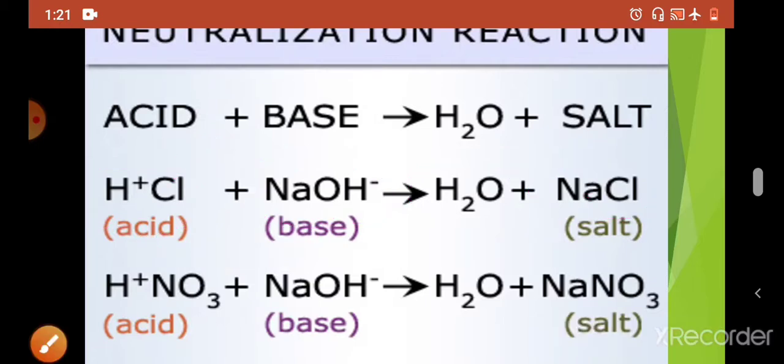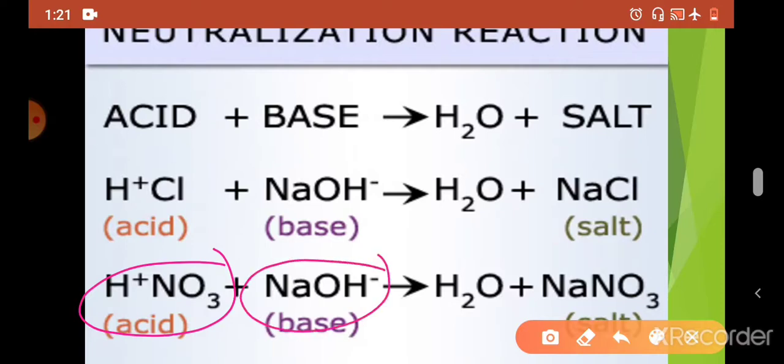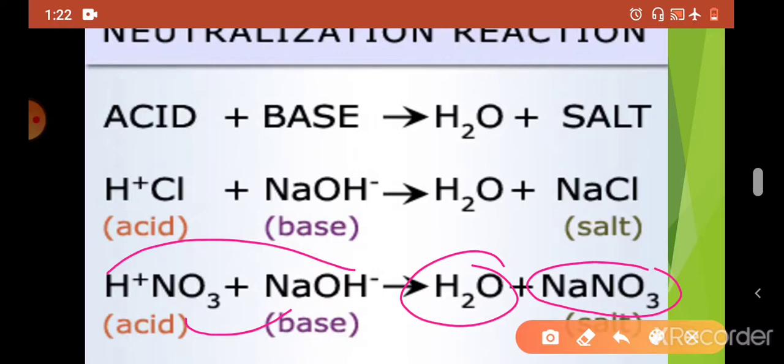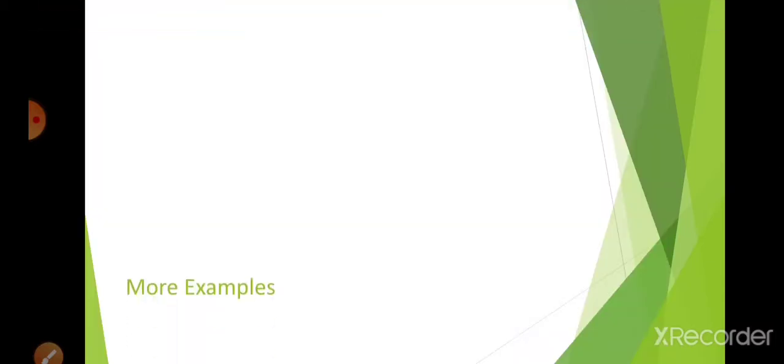Next one is HNO3, nitric acid. NaOH gives H2O and NaNO3. Here also a double displacement reaction is taking place. H combines with OH, Na combines with NO3, so we get the salt NaNO3, sodium nitrate, plus H2O. More examples, more practice for this. Acid plus base gives salt plus water. So the acid or base gets neutralized. Going to the next slide. More examples coming up.